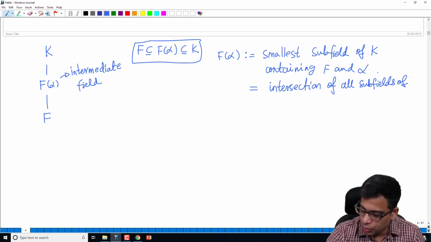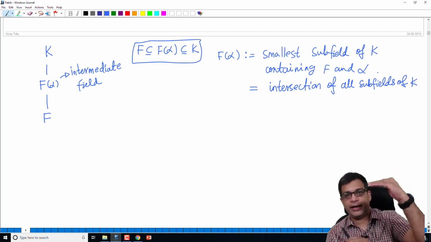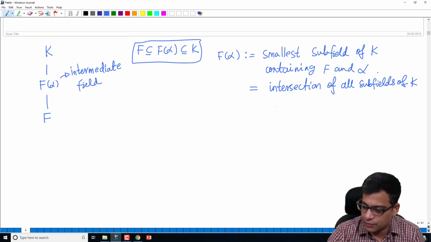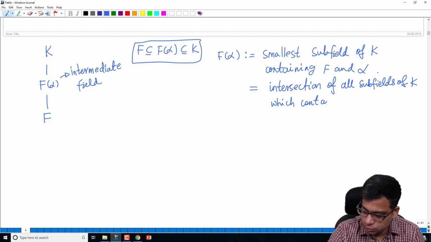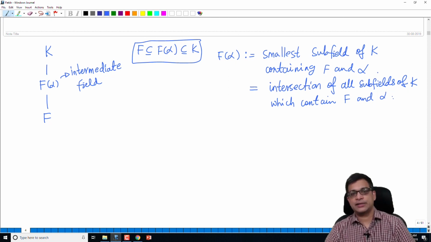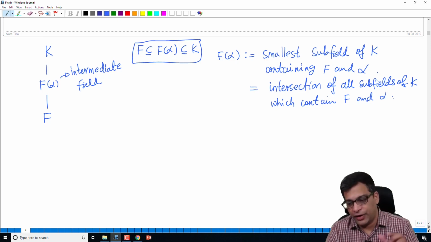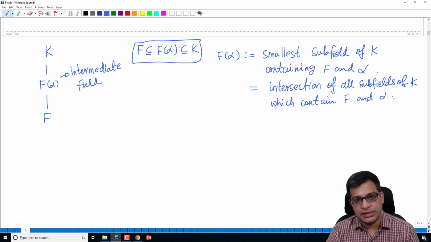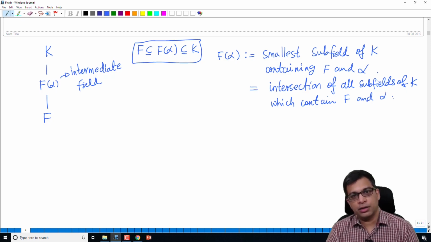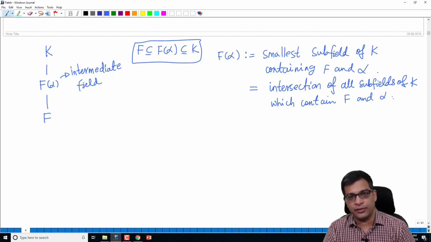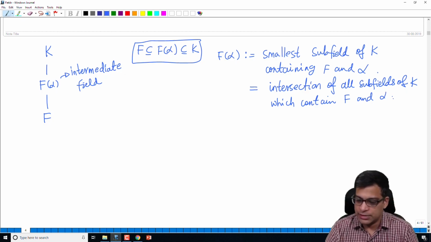I'm only doing this between K and F. So the intersection of all subfields of K which contain F and alpha. One can check that that intersection is actually a field, because if two elements are in that intersection, those two elements are in every field. That means the sum and the product is in every field, the inverses are in every field. So they will be in the intersection.